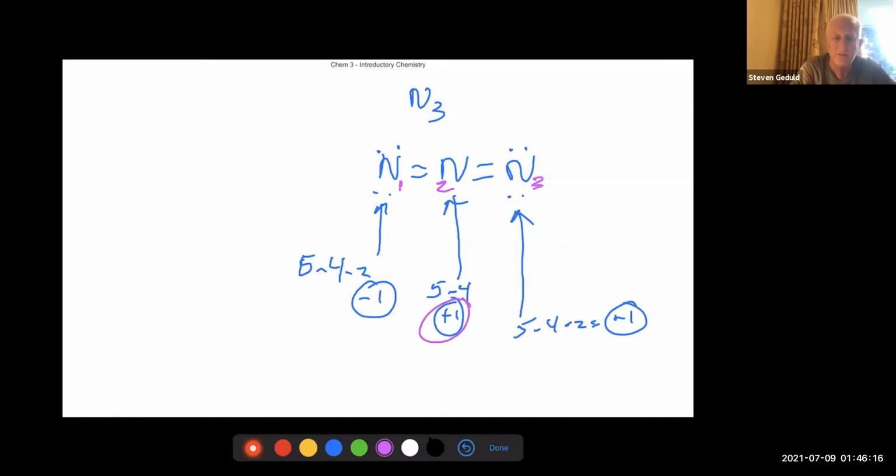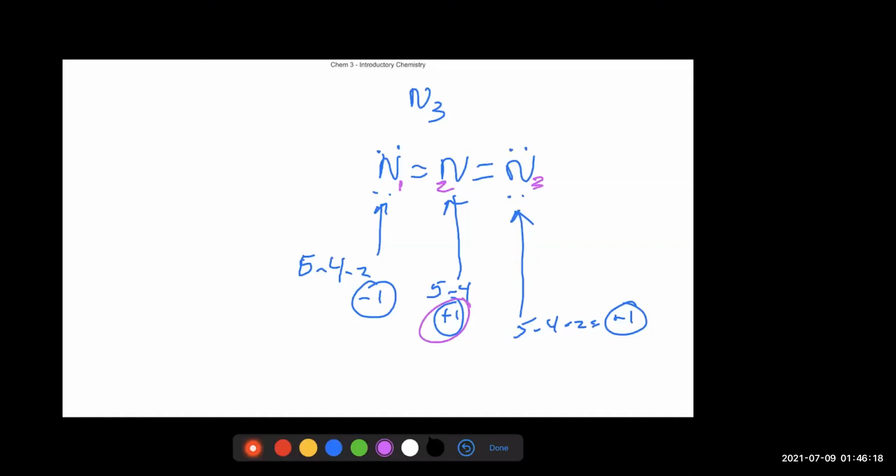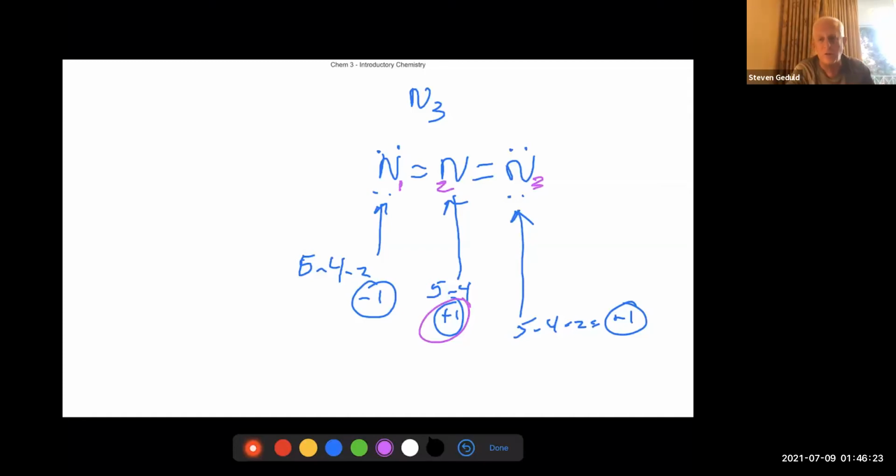Make sense? Okay. Formal charges are your valence electrons, like your neutral atom right from the periodic table. Subtract 1 for every unpaired electron. Unpaired just means not in a bond. And then subtract 1 for every covalent bond. That's how you do formal charge.